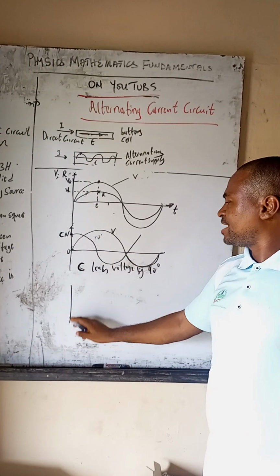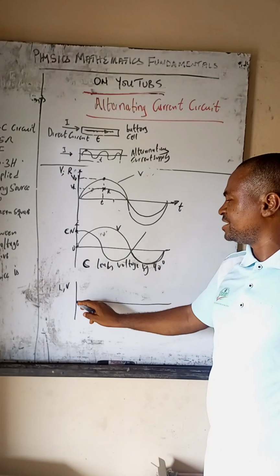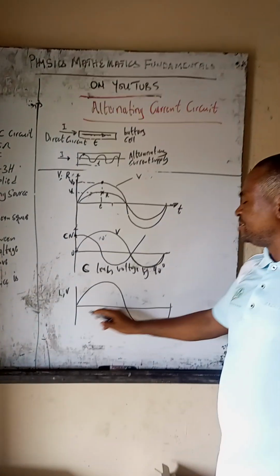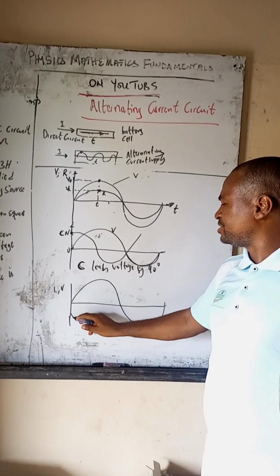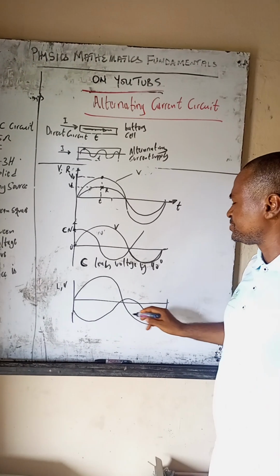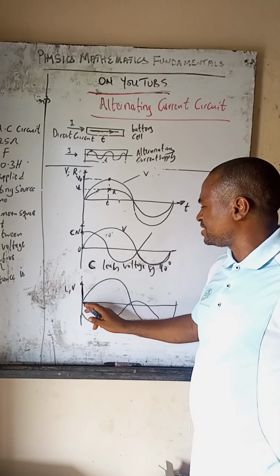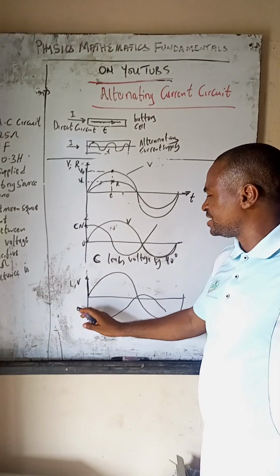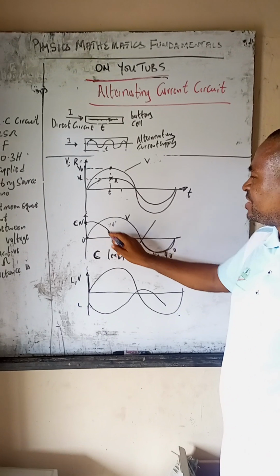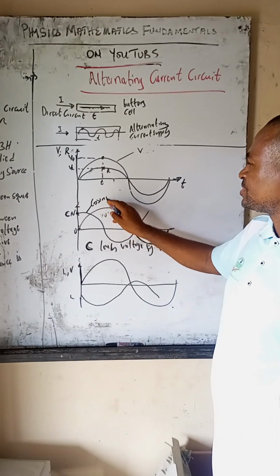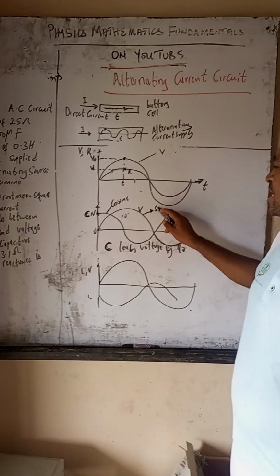Now, for this other graph, we want to have the inductor and the voltage. Let's say this is the voltage here. The inductor has its own sinusoidal curve in this manner. If you look at this place, the value of the voltage is positive while the value of the inductor is negative. And I want to clarify something: the function that we have here is a cosine function for the capacitor. The function for the voltage is a sine function.